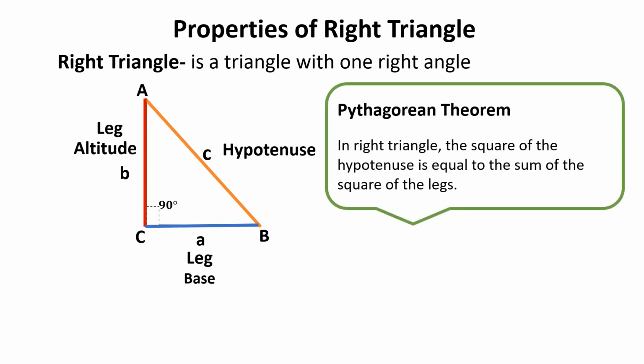The Pythagorean theorem states that in a right triangle, the square of the hypotenuse is equal to the sum of the squares of the legs. This represents the relationship between the three sides of the right triangle through the equation, c squared is equal to a squared plus b squared.